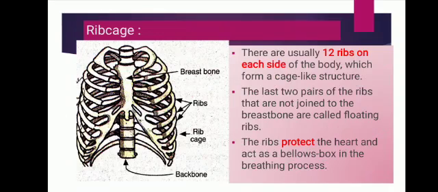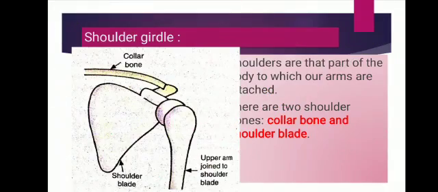Now about shoulder bone or shoulder girdle. Shoulders are that part of body to which our arms are attached, and the human body has two shoulders, one on each side of the neck. See in diagram, there are two shoulder bones, collarbone and shoulder blade. It is given in figure.